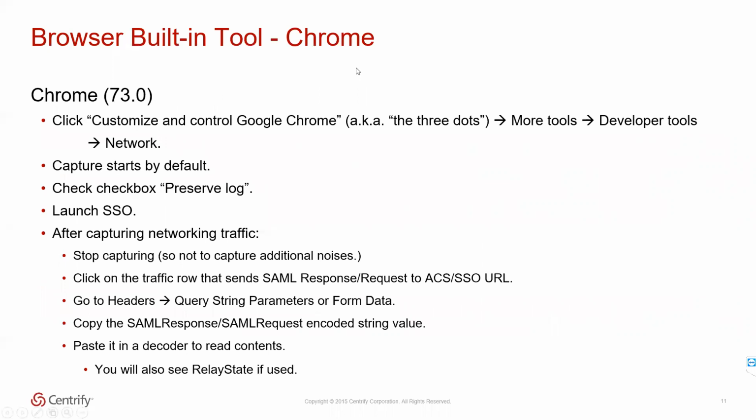Okay, next I'm going to go through some of them. So I updated this slide. I am using Chrome 73 right now, so all these steps are for 73, which actually hasn't changed much, if at all, from previous versions. Long story short, it's really just to open the developer tools and go to the network tab. For Chrome, capture starts by itself as soon as it comes up, so you don't need to click capture. Although after capturing, you do need to click stop so as not to capture additional noise.